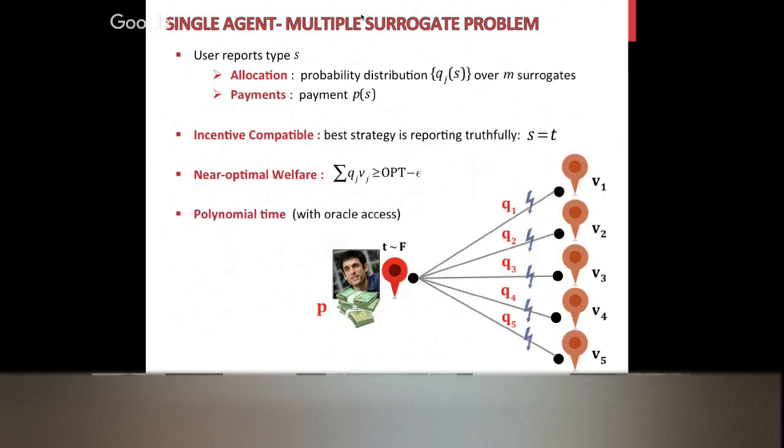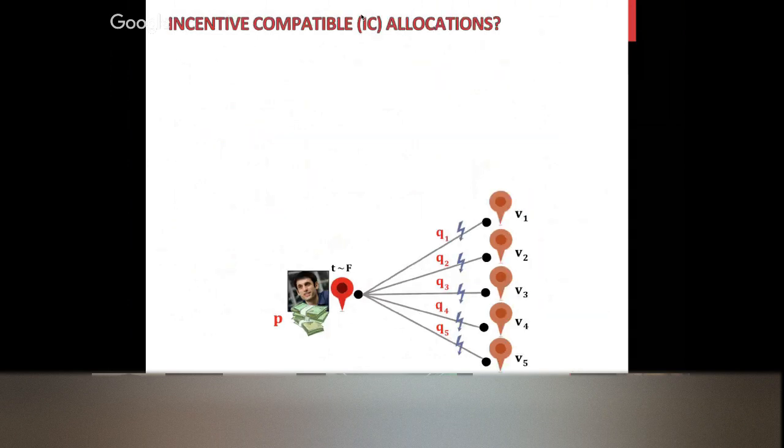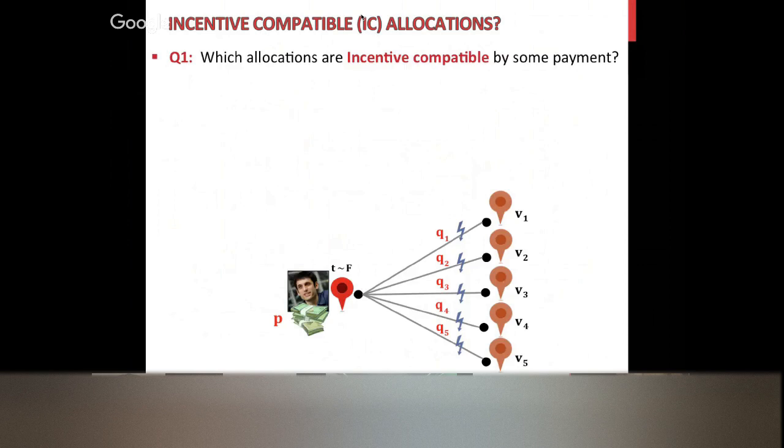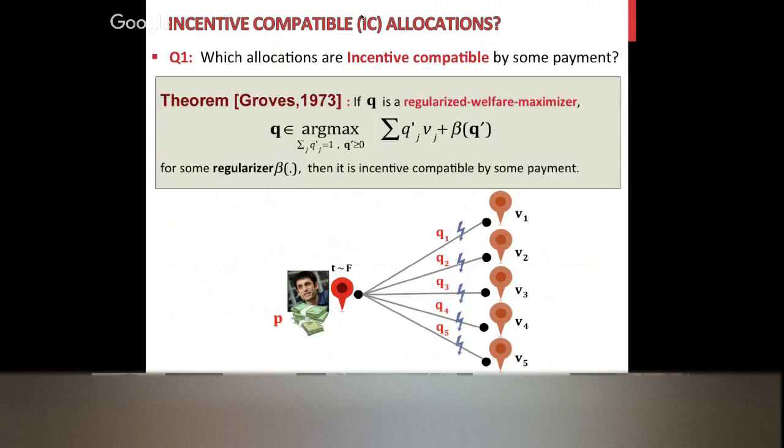Good. So the first question that one can ask is the following. What types of allocations are truthful? This is the classic question in mechanism design. You have a couple of outcomes, and you want to assign one of them to this agent. What kind of probability distributions are you allowed here? At least we know one category of them, which are the affine maximizers, or let's say regularized welfare maximizers. So what's a regularized welfare maximizer? A welfare maximizer is basically a Q that maximizes the summation of Qj Vj. And this is going to be a point mass on the opt.